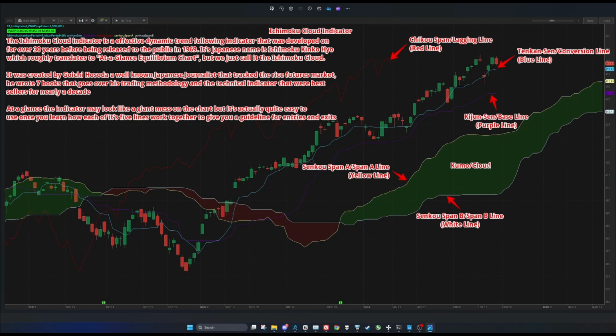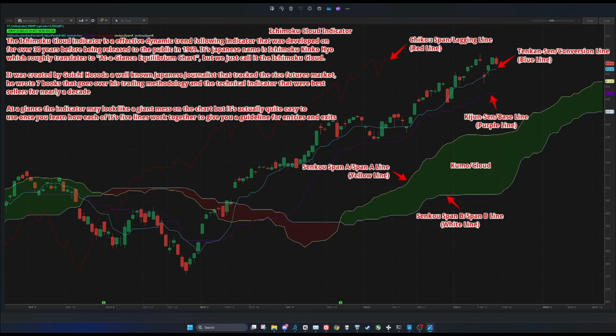These 2 lines form the cloud portion of the Ichimoku Cloud indicator, and we'll get into detail on how they work. The last line is the Chikou span lagging line, this red line up here. It probably looks confusing because we call it the lagging line and it's nowhere near the current price action. It's pushed back 26 periods, and we'll get into why and what its relevance is with the rest of the indicator.